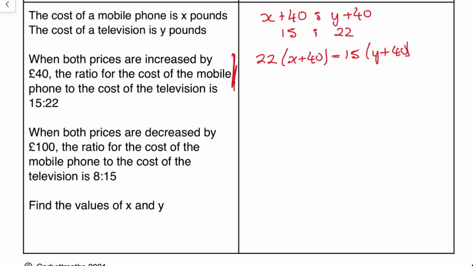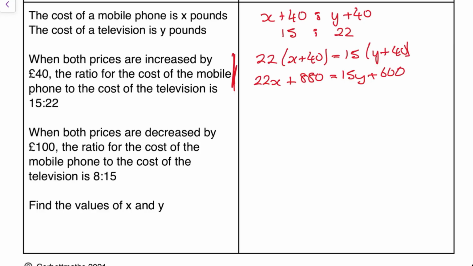So that's giving me an equation. Now these numbers aren't going to be nice, are they? So let's expand this. That's going to give me 22x plus 22 times 40, which is 880, is equal to 15y plus 15 times 40, which is going to be 600. Is that right? Yeah, 600.